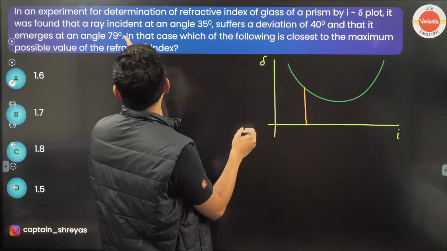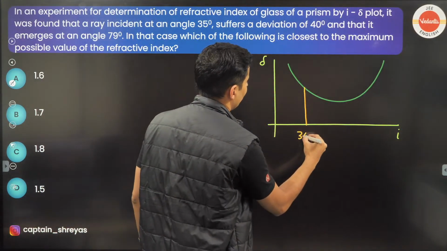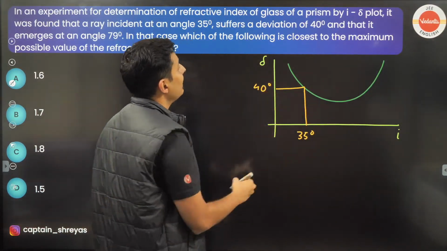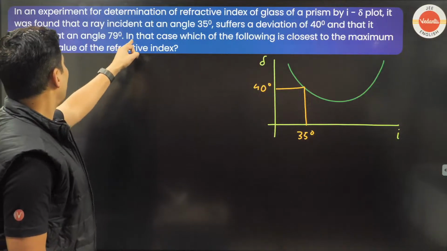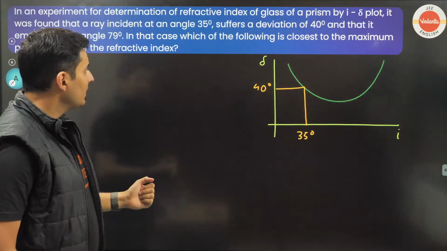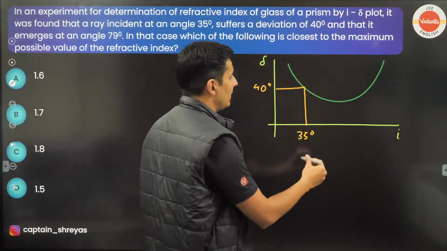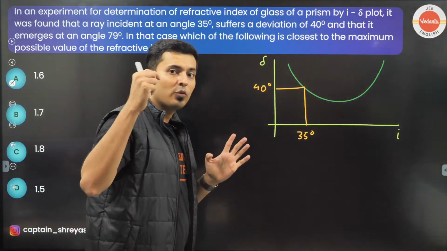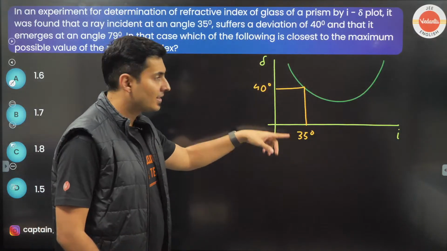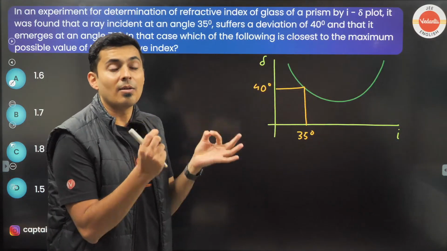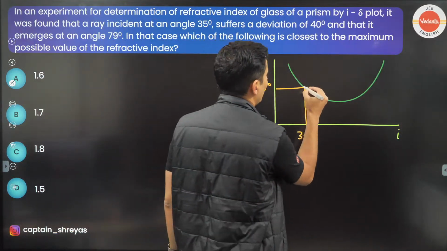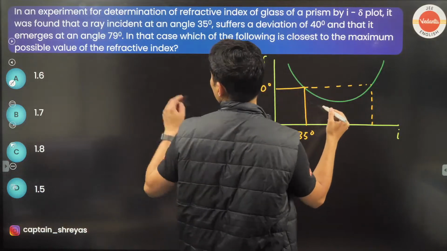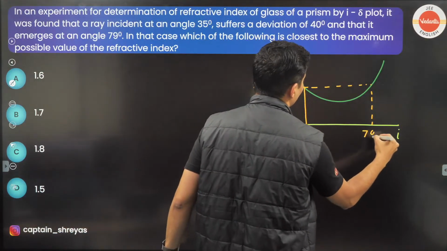So if the angle of incidence is 35 degrees, the deviation is basically 40 degrees, and it emerges at an angle of 79 degrees. So that means if the light is made to fall at 79 degrees, you will still get the same deviation by the reversibility principle. So the second angle that you get over here is basically 79 degrees.